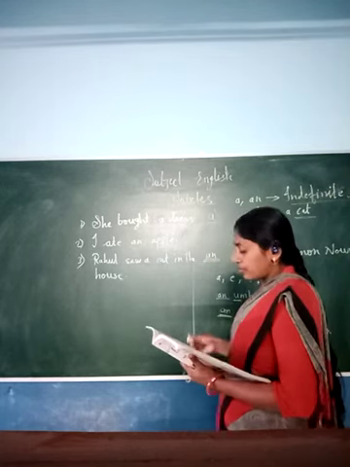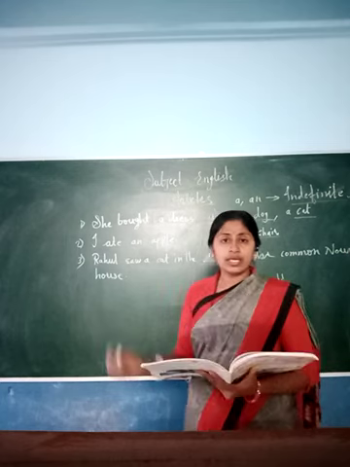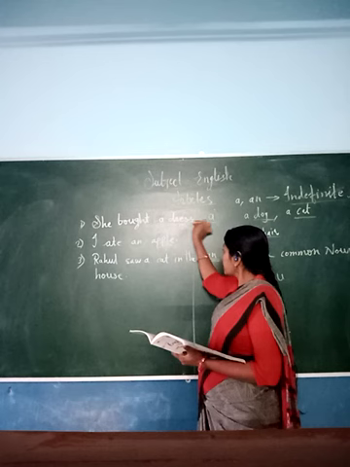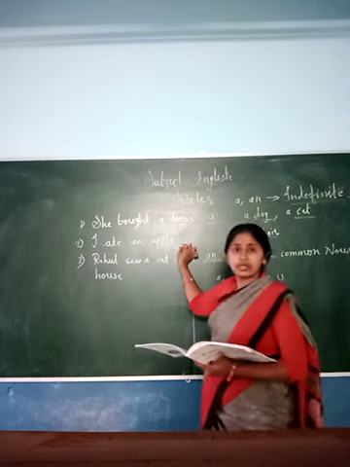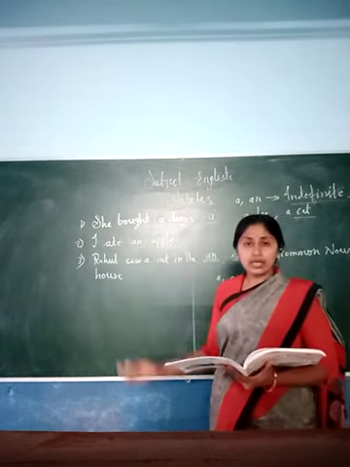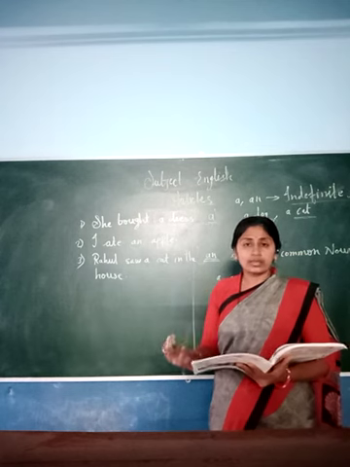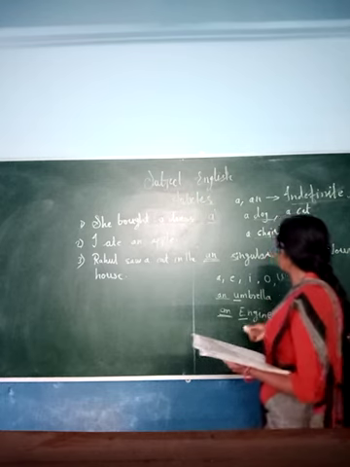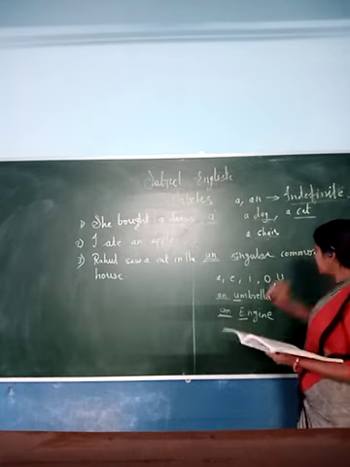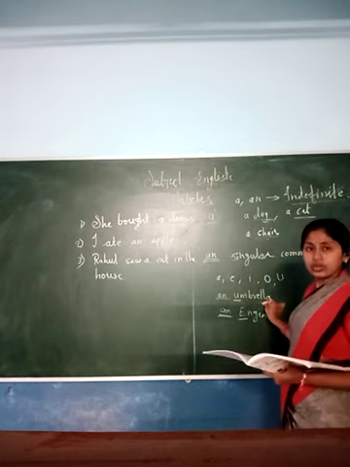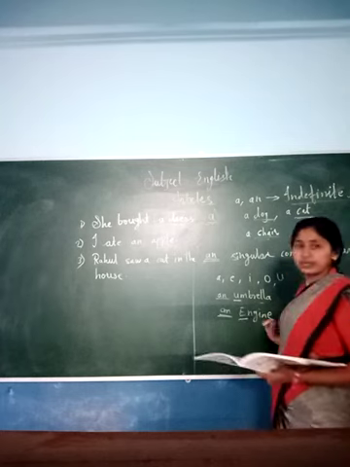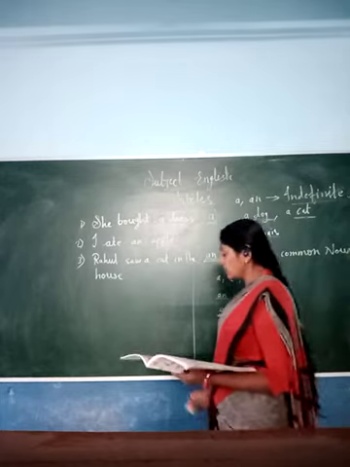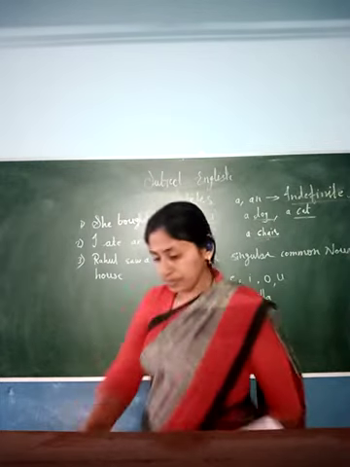They are used to refer to any object, anything, or any person, or in general. See here, a dress, an apple. It comes before a singular object, singular person, singular place. A chair, a cat, an umbrella, an engine. Next, the next article is the. The is the definite article.